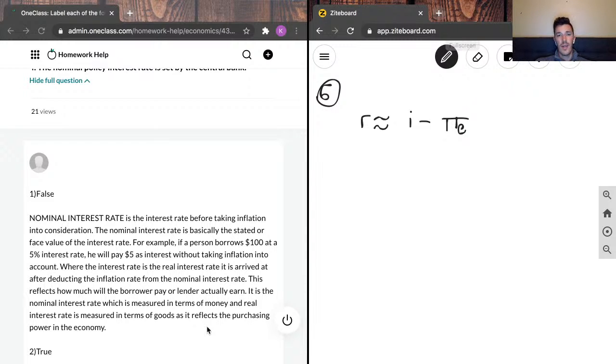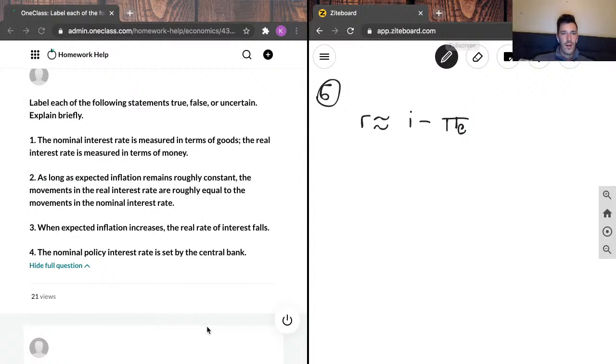Where the interest rate is a real interest rate, it is arrived at after deducting the inflation rate from the nominal interest rate. This reflects how much the borrower will pay or a lender will actually earn. The nominal interest rate is measured in terms of money, and the real interest rate is measured in terms of goods, as it reflects the purchasing power of the economy.